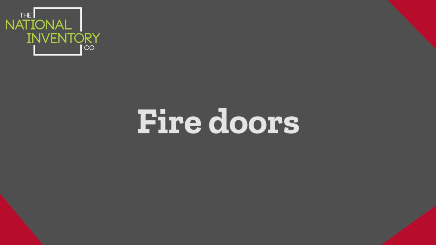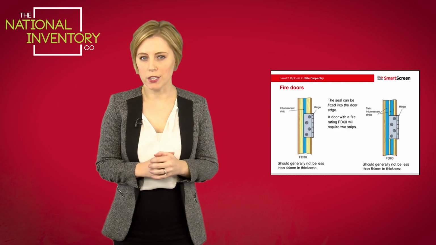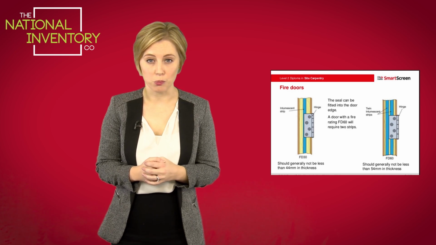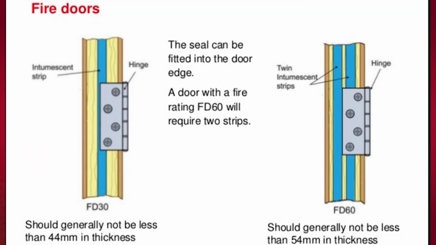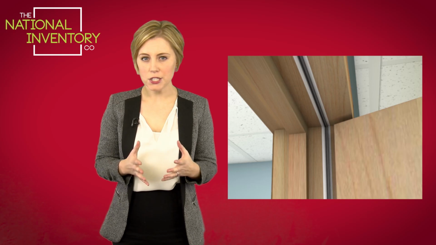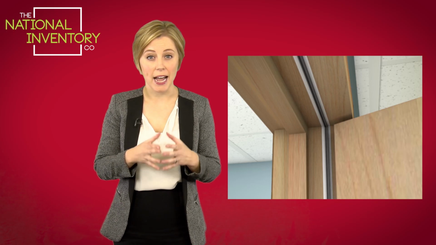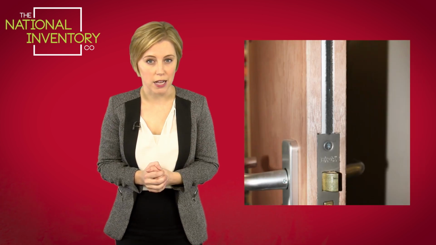So let's start with the fire doors. As you can see from this slide, there are 2 types of fire doors available for a standard residential property, a 30-minute fire door and a 60-minute fire door. Most fire doors will now come with intumescent strips, which work by sealing around the edges of a door in the event of a fire. These strips are either located around the outer door frame or the door itself.